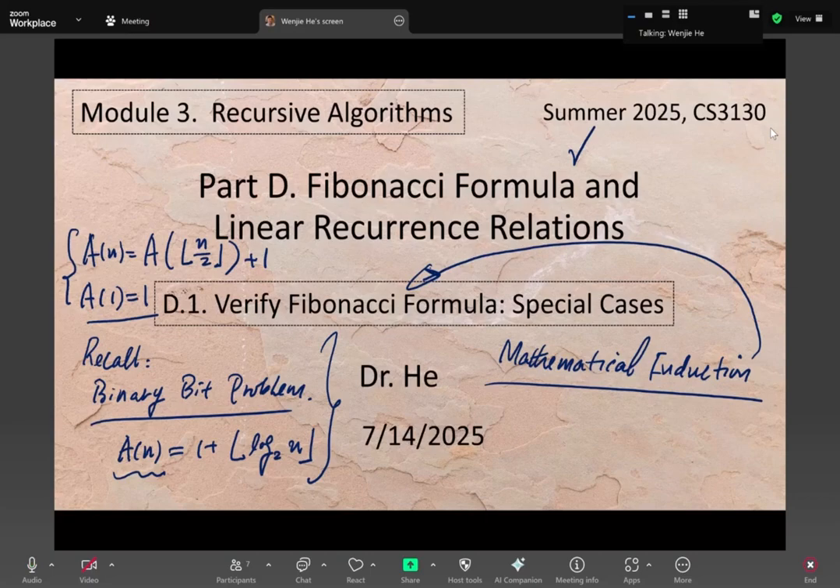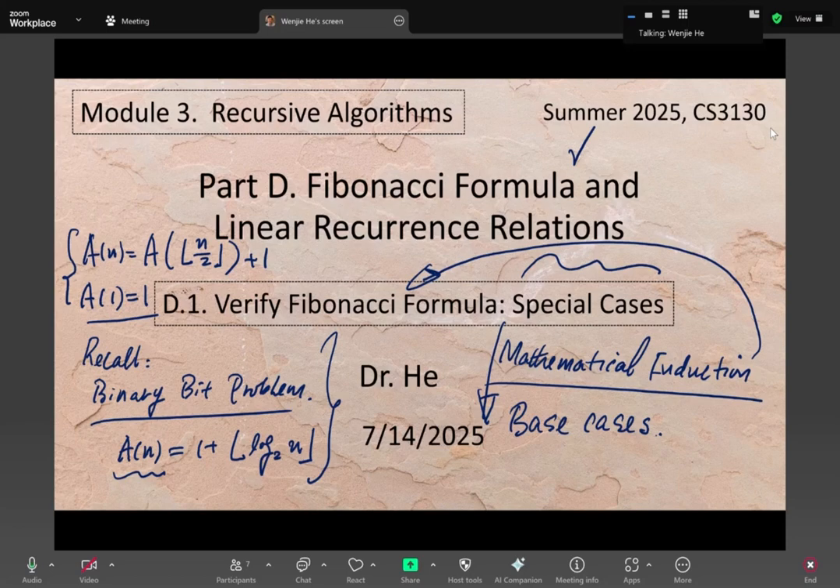So when we do it, based on the mathematical induction, first we need to verify the special cases. The special cases we treat as the base cases, because for mathematical induction, you need to do verification for enough many base cases.